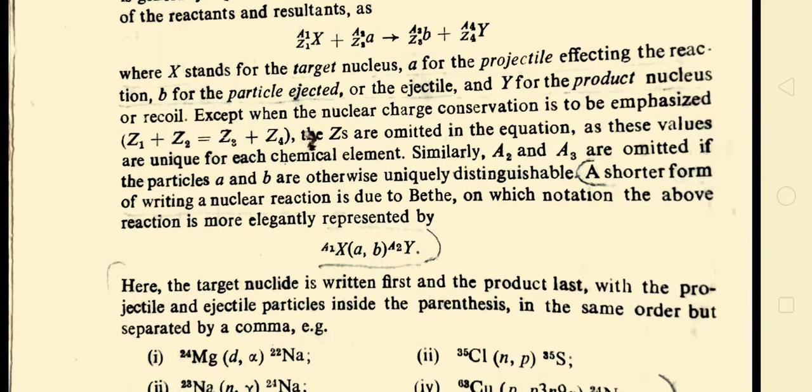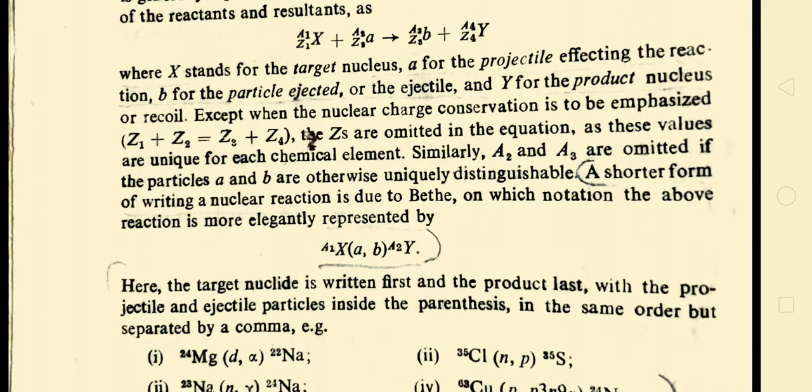A shorter form of writing this type of nuclear reaction was introduced by Bethe, and so it is known as Bethe's notation, and can be represented by X(a, b)Y. Here X is the target nucleus, a and b are the projectile and ejectile, which are written in the bracket, and Y is the product nucleus.